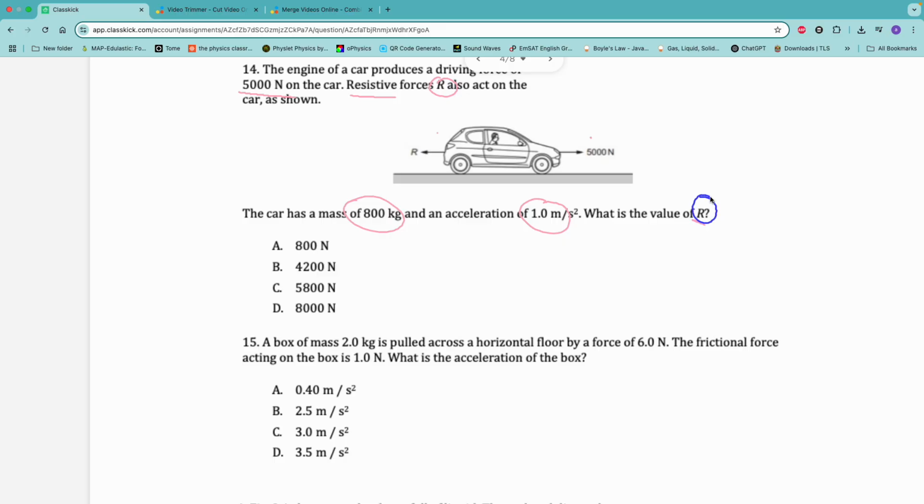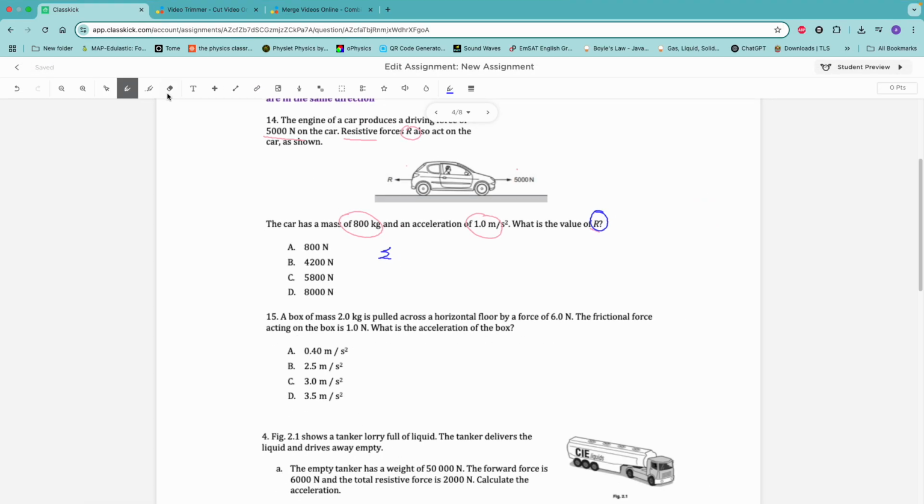To find R, which is the resistive force, we need to find the net force, or the total resultant force in this situation. That's number one, to find the net force. To calculate net force, we have to use Newton's second law, which is mass times acceleration. Straightforward. Our mass is 800. Acceleration is 1. So obviously total net force is 800 Newton.